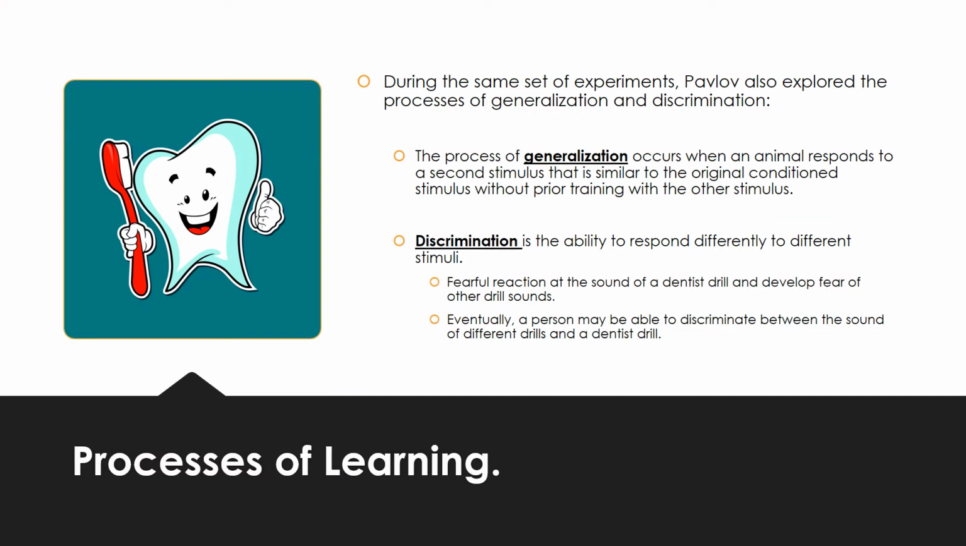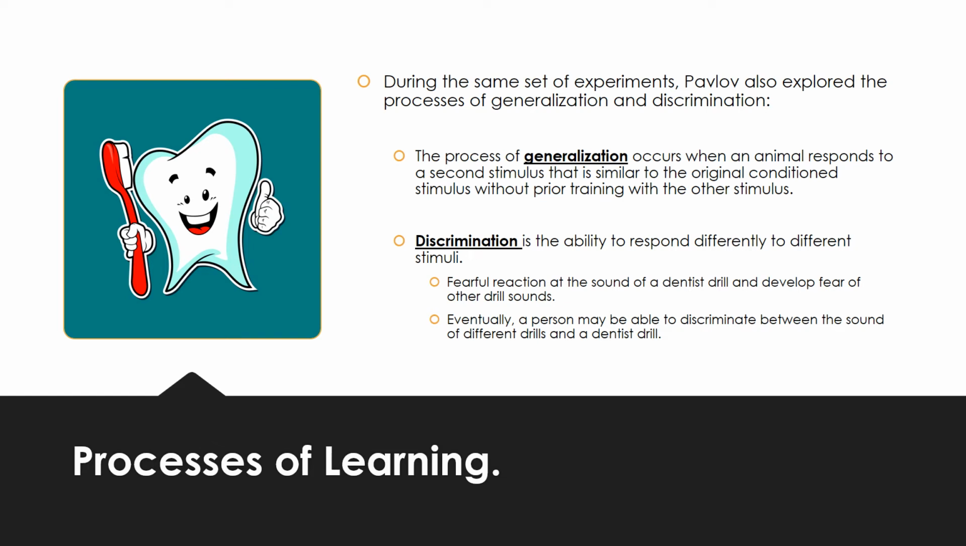During the same extent of experiments, Pavlov also explored the process of what we know as generalization and discrimination. The process of generalization occurs when an animal responds to a second stimulus that is similar to the original conditioned stimulus without prior training with the other stimulus. You might be saying, whoa, that's confusing.